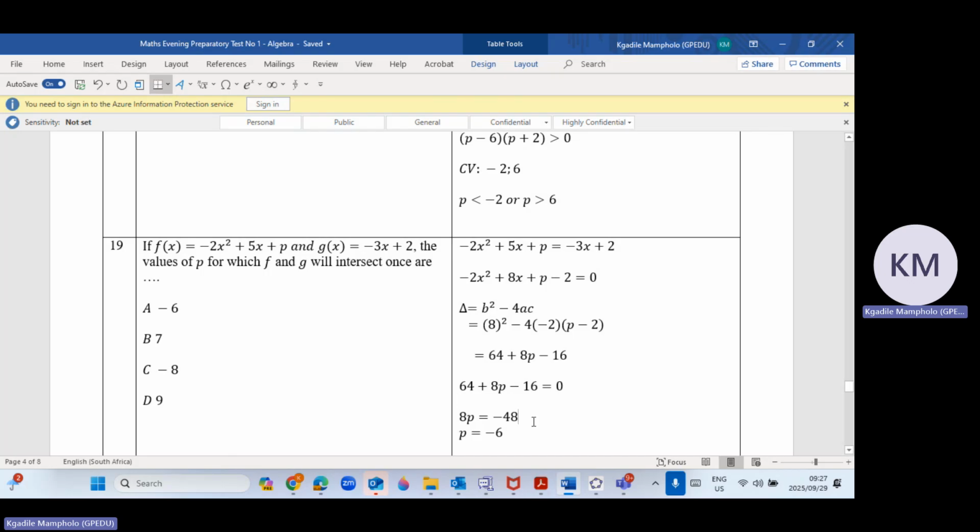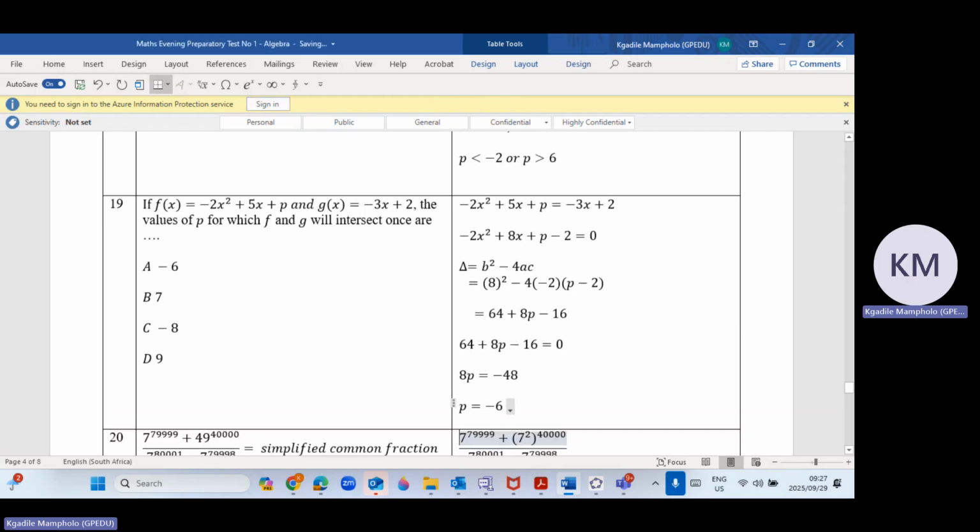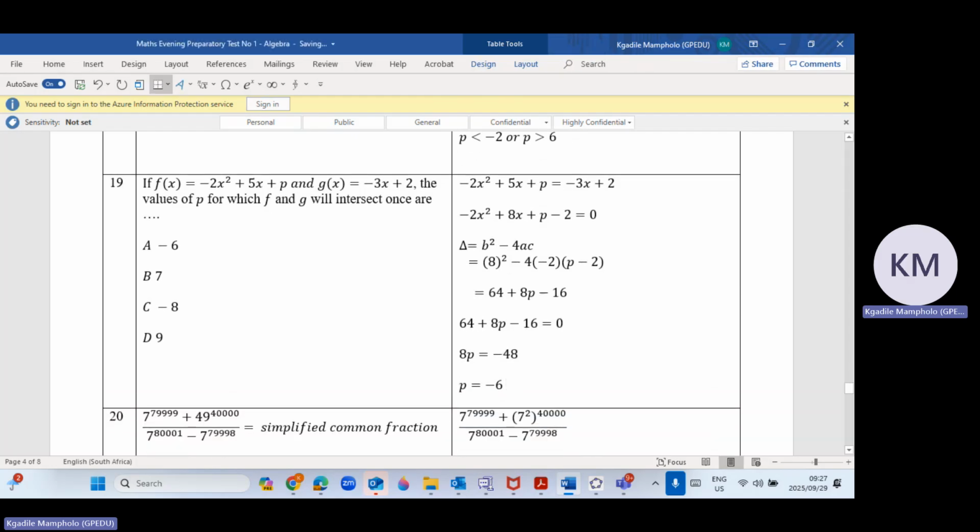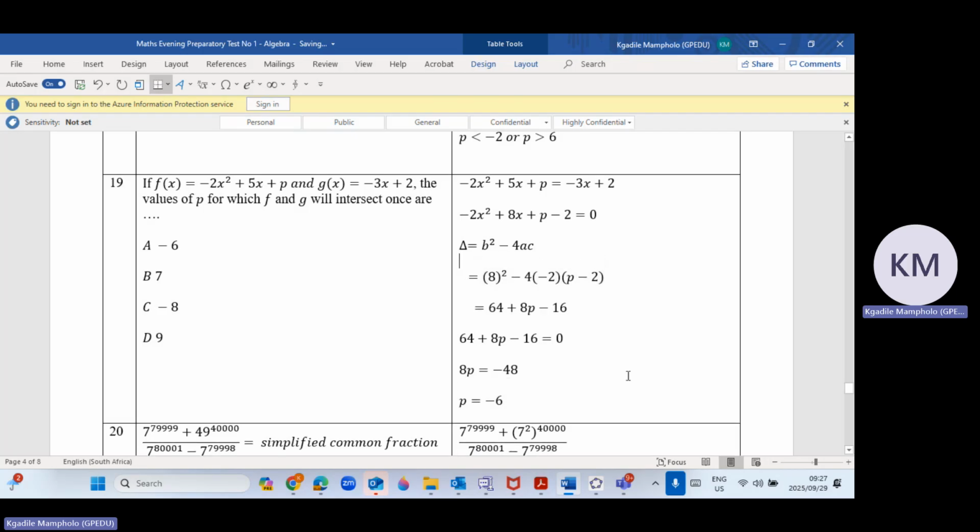I just want to mark this for your attention. In this case, we say the graphs will intersect once. It's like saying the roots are equal. That is why the discriminant in this case would be equal to 0. Then you solve for p.